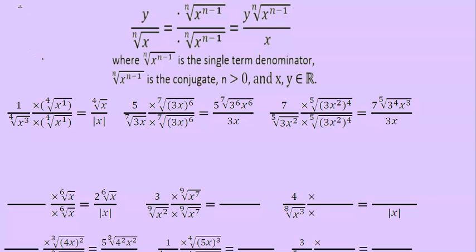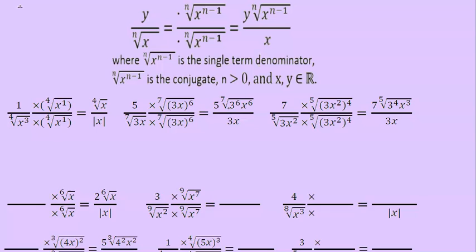Page 18, more conjugates. The conjugates we'll be working with on this page are ones where we have roots that are not 2, and it's only one term. If you look at the top of the page, we have y over the nth root of x. The conjugate of the nth root of x would be the nth root of x to the n minus 1 power. Now you could possibly have one that's more simplified than that, but this one will always work.